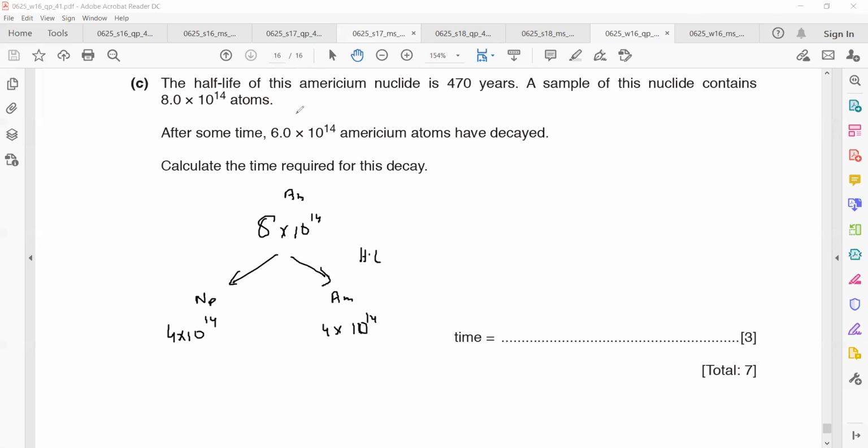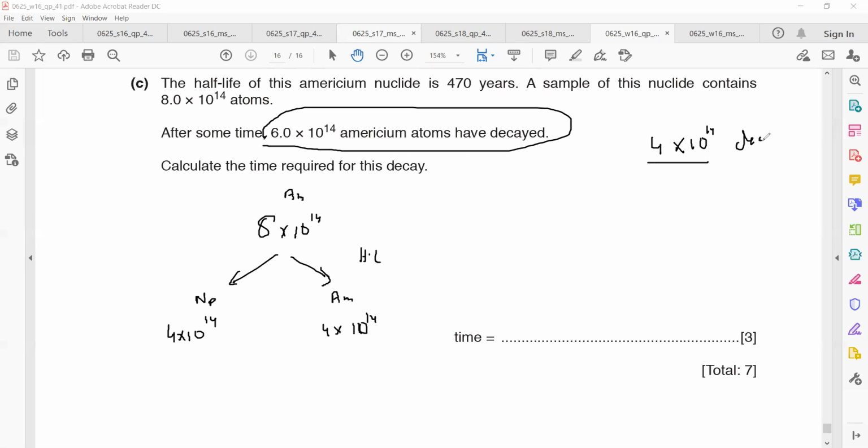Then after a further half-life, how many have decayed? Because we want to find the time interval when this many atoms of americium have decayed. Right now, 4 exponent 14 have decayed. But we want when 6 exponent 14 will decay. So after another half-life, half of the americium will change into neptunium. So this will be 2 exponent 14, and this also 2 exponent 14.